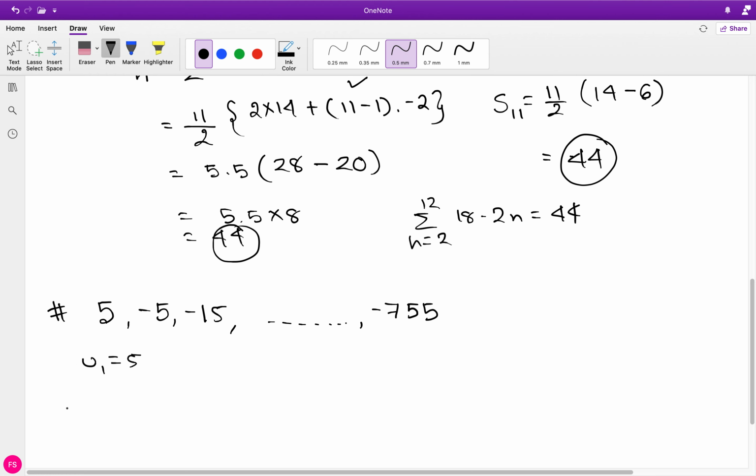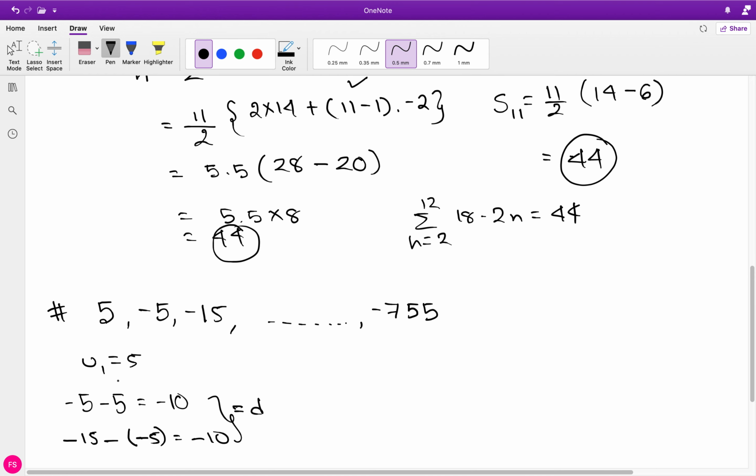Then we have to check if this is an arithmetic series. You can take any term and subtract the previous term. -5 minus 5, the previous term is 5, equals -10. You can also double check by using another number. Let's take -15 minus, and the term before that is also negative, so I'm going to write it in parentheses. It will also give me -10. This confirms that this series is an arithmetic series and the common difference is -10.